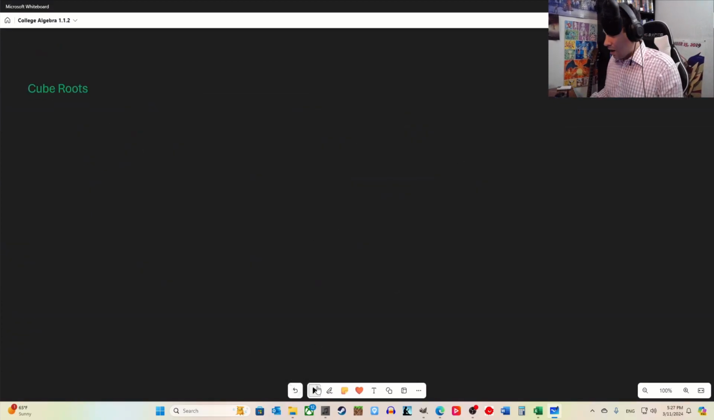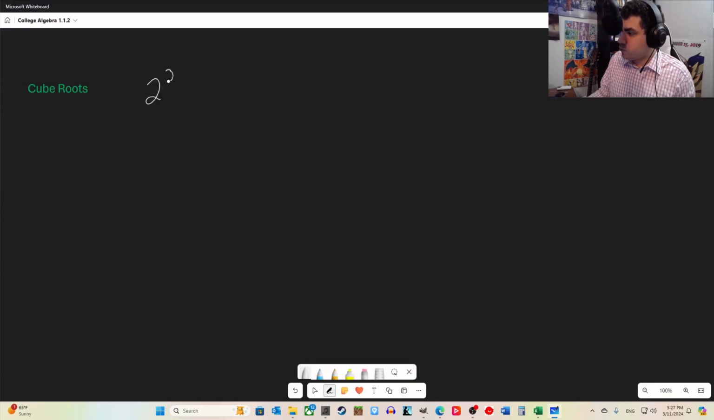One last part to cover. We have cube roots. Just like how we can have 2 squared, we also have 2 cubed. Same thing goes for roots. We knew the square root of 4 was 2, and the cube root of 8 is 2. We could write the square root of 4, or the cube root, the third root, of 8.